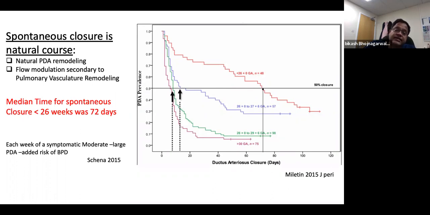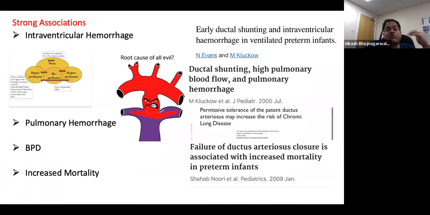However, none of the RCTs has shown that the presence of PDA does cause significant problems. But what we know are strong associations, and we know about the reperfusion injury. In babies, it causes intraventricular hemorrhage; various observational studies have shown that. We know PDA does cause pulmonary hemorrhage. We know PDA's association with BPD and mortality has been there.